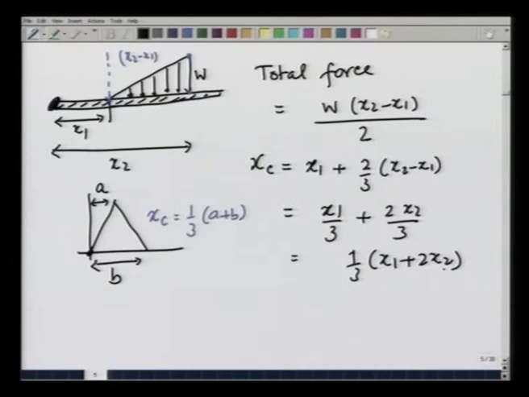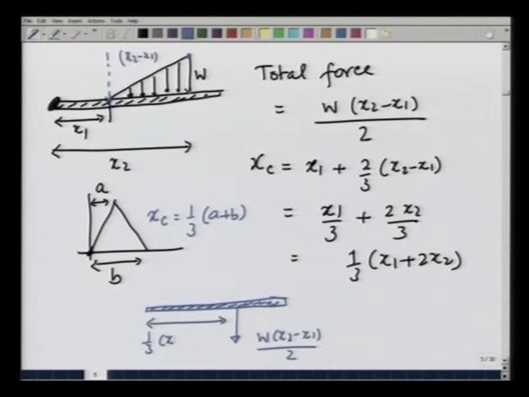So, if I were to look at this load, effectively how it is working is this is a beam, then the load can be effectively replaced by a force of W times (x2 minus x1) divided by 2 acting at a distance of 1/3 (x1 plus 2 x2) from this point. This is another example of how we apply the concept of first moment and the centroid in mechanics.